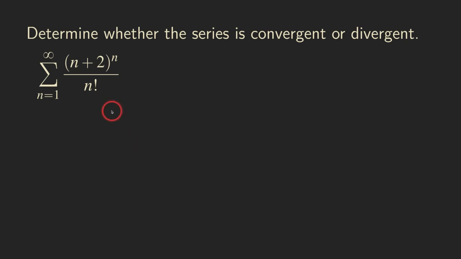Hello everyone, let's look at this series here. We have this series with n factorial in the denominator, and we also have n plus 2, that quantity raised to the n power. For this kind of series, we usually try to use the ratio test to test for its convergence. Let's start writing down the terms that we need for the ratio test.